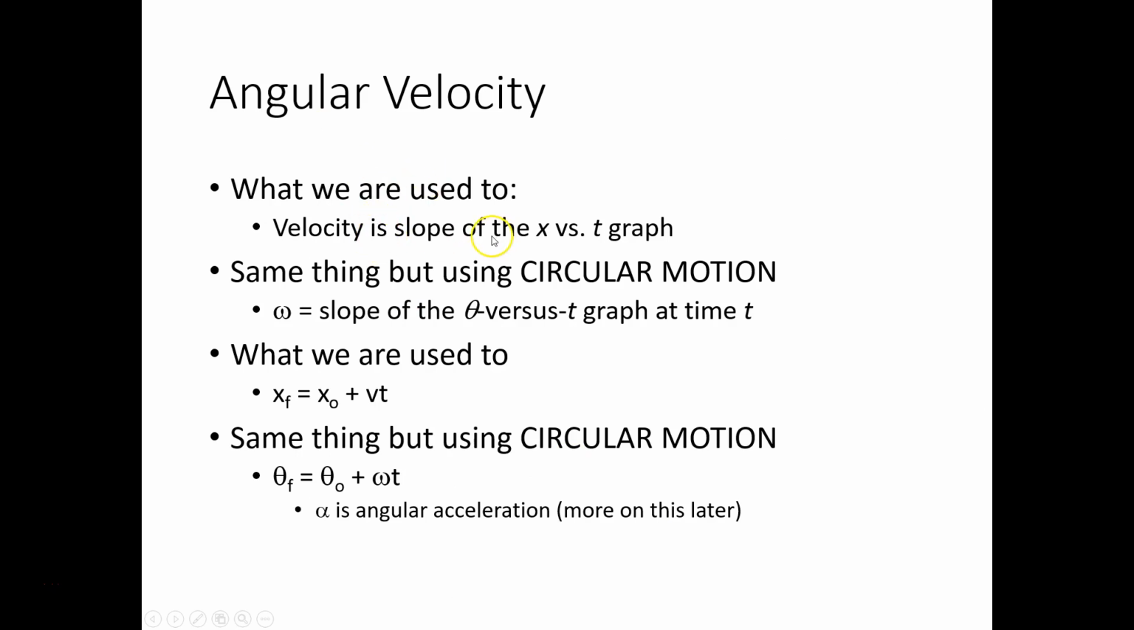We're used to velocity as the slope of the position versus time graph. We can do the same thing for circular motion, but the angular velocity is now equal to the slope of the angle versus time graph at a particular time. We're also used to this equation in order to find velocity. And so we could say final position is equal to original plus velocity times time. Notice this is the same equation, but now we are using circular motion. So our final angle in radians is equal to our original angle in radians plus the angular velocity times time.